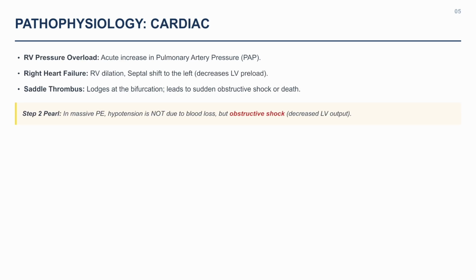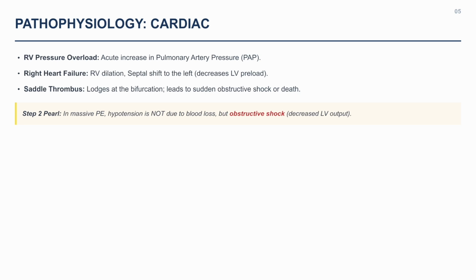On the cardiac side, PE causes acute right ventricular pressure overload due to increased pulmonary artery pressure. This leads to RV dilation and a septal shift toward the left, which reduces LV preload and drops cardiac output.